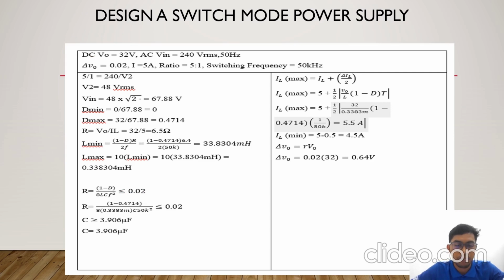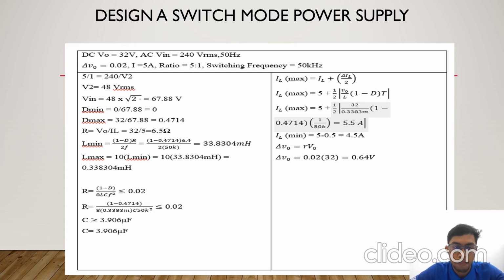After that, we were assigned to design a switch mode power supply. We were given the values of DC output voltage and AC input voltage of 240 VRMS at 50 Hz. We were to choose the value of voltage ripple, and we chose 0.02, the ratio we stated is 5 and 1, and the switching frequency is 50 kHz.